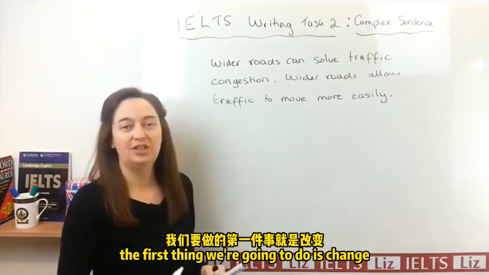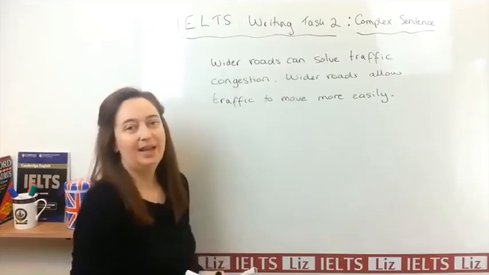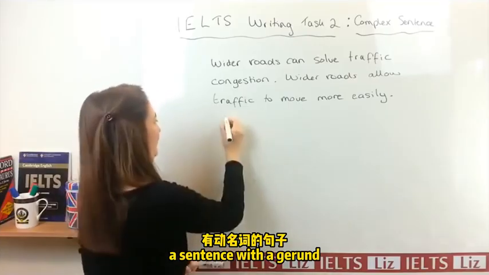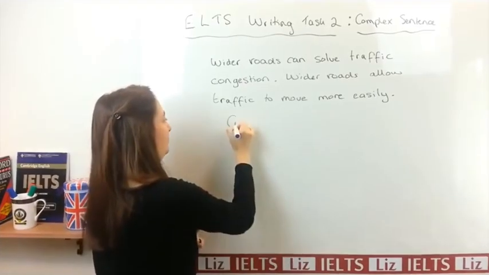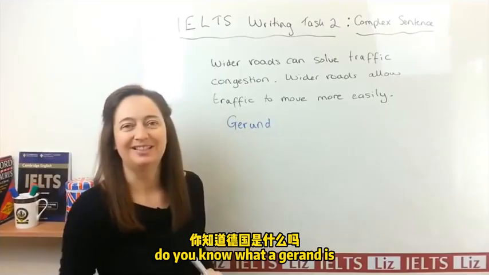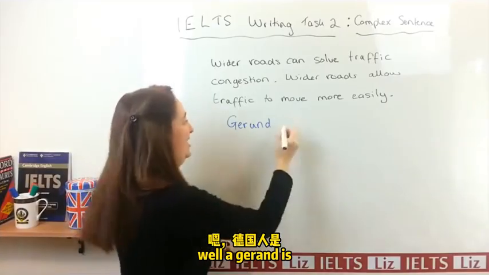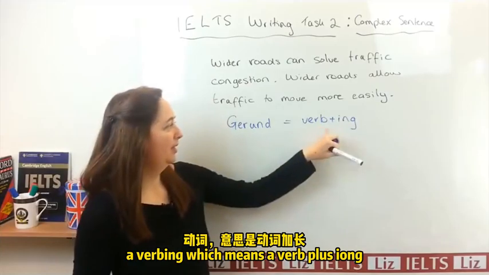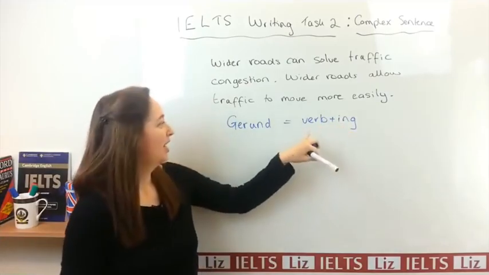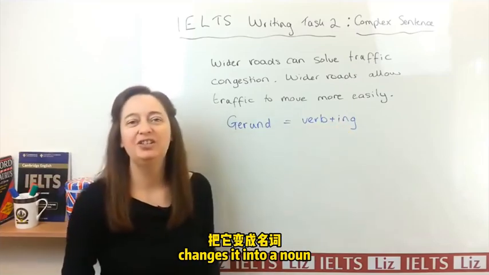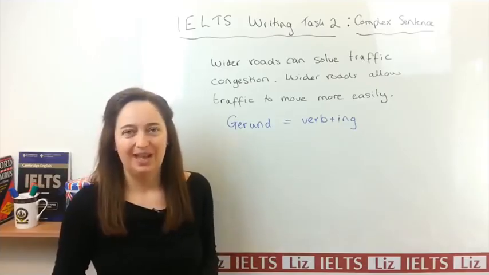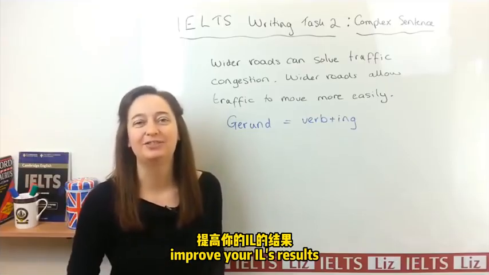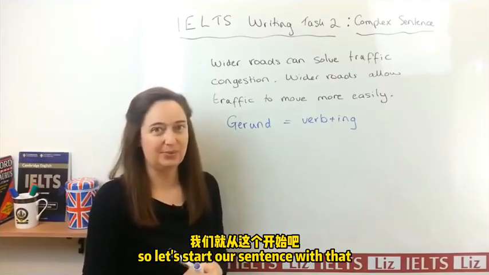The first thing we're going to do is change this beginning. Now, it's very good in IELTS to start a sentence with a gerund. Let me put that here. Do you know what a gerund is? Well, a gerund is a verbing, which means a verb plus ing. And the base verb plus ing changes it into a noun. And using that at the beginning of your sentence will improve your IELTS results. So let's start our sentence with that.